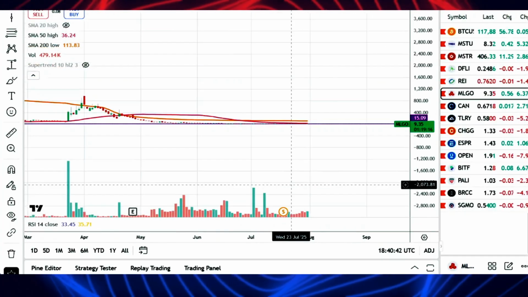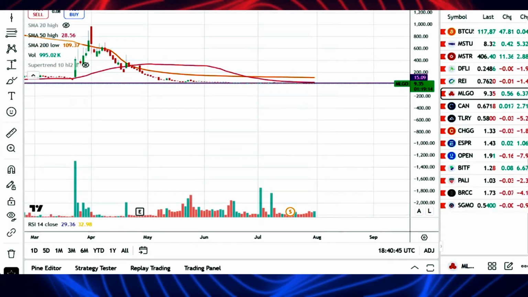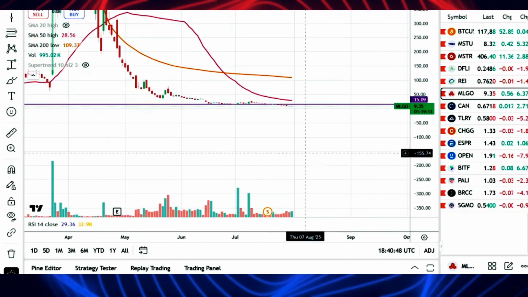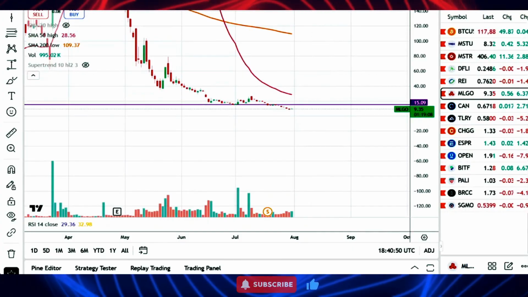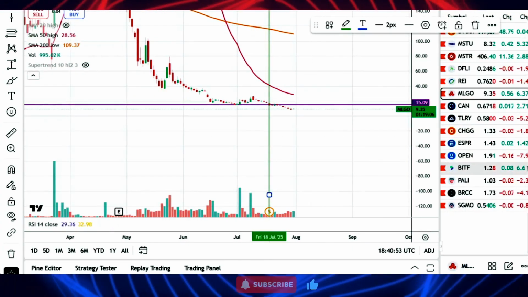So let's see where we are at right now, and then we can make a prediction. So stock split right here.